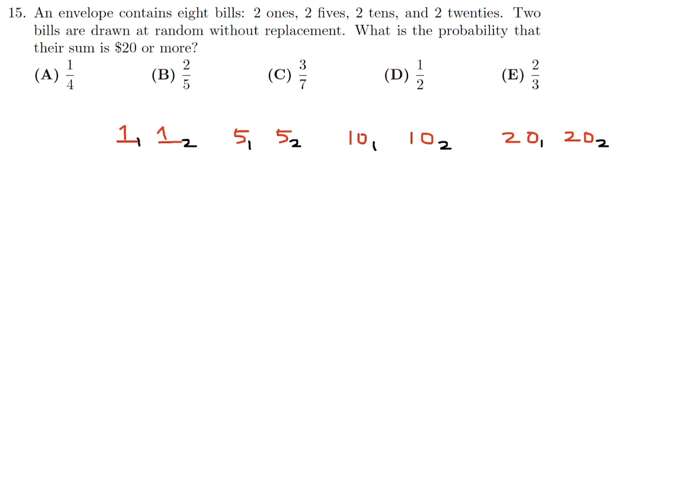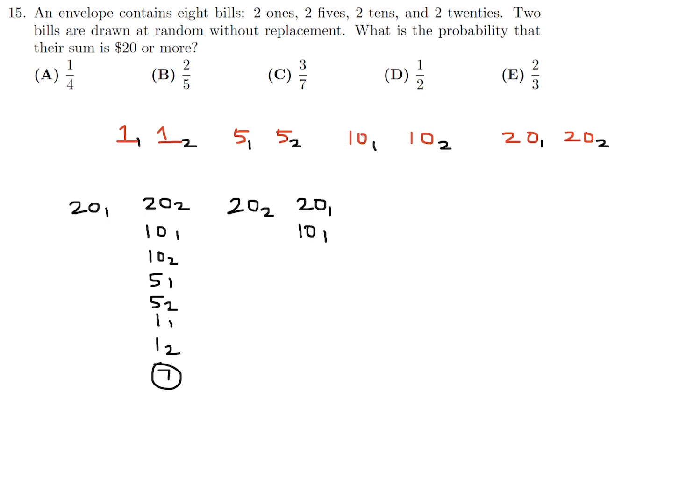So we want a sum of 20 or more. All right, if I take the first $20, if I add any of the other bills, I think I will be able to fulfill the criteria. Correct? So there you go. I've got 7 possible ways of doing that. And if I take the second $20 bill, it will be exactly the same. I can fulfill the criteria by adding any of the other bills, and therefore, I've got another 7.